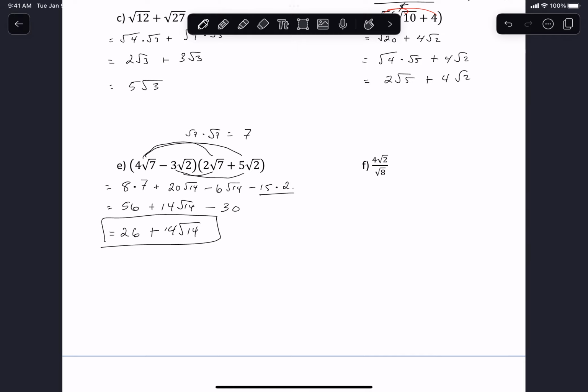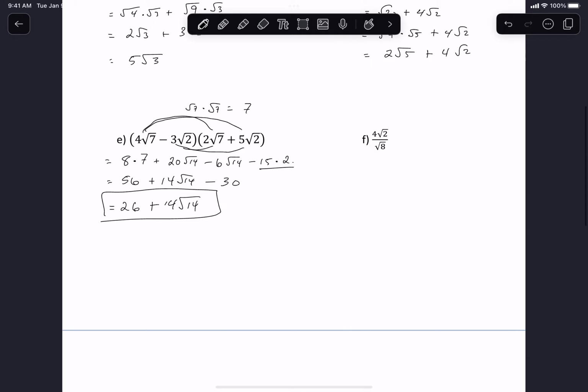Okay, and one last one. The root of 8 can be written as root 4 times root 2, which is equal to 2 root 2, so I'm going to get 4 root 2 in the numerator over 2 root 2. Root 2's drop out, and 4 divided by 2 is going to be 2.